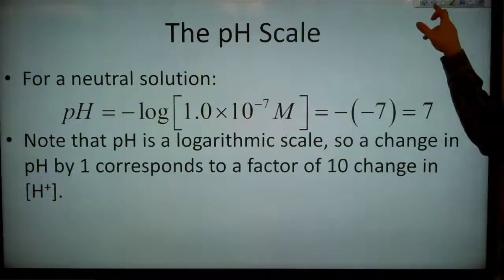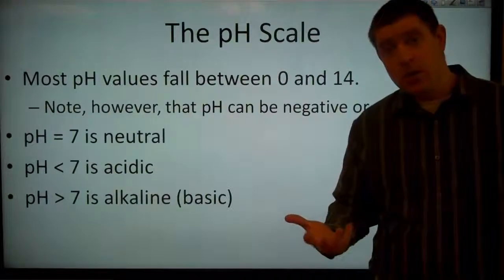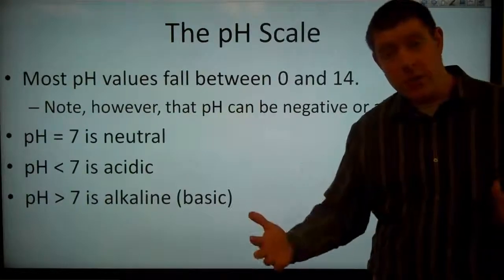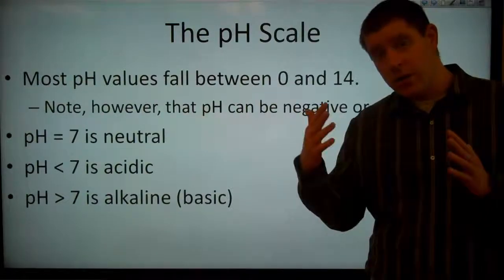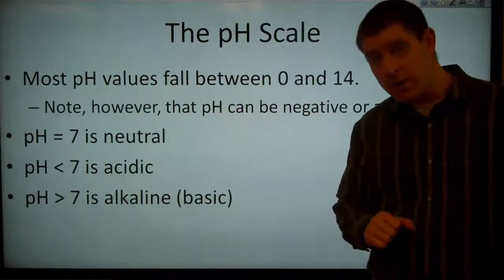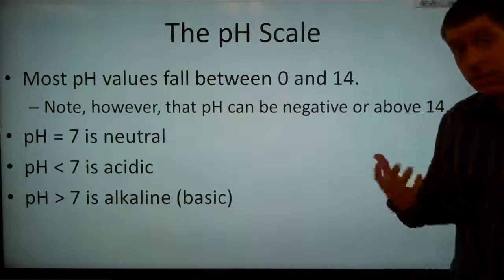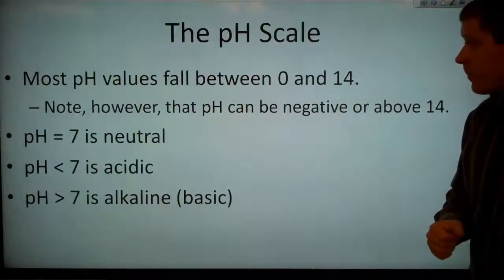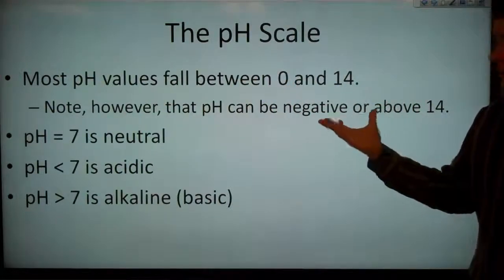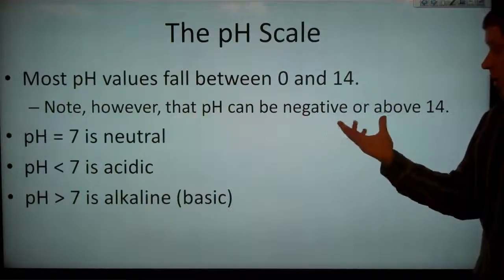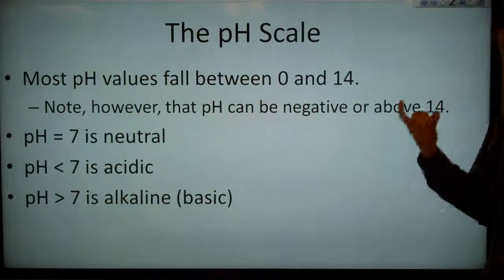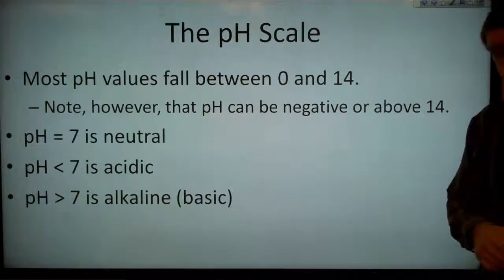So that means that changes in pH from, say, 7 down to 1, that's 6 orders of magnitude. That's 6 pH units. That means that our hydrogen ion concentration is 1,000,000 times higher than it was when we started. So that's the power of our logarithmic scale here. So most of our pH values fall between 0 and 14. The pH can be negative, or it can be above 14 if you have a really, really concentrated acid or base, and that acid or base is a strong acid or base.